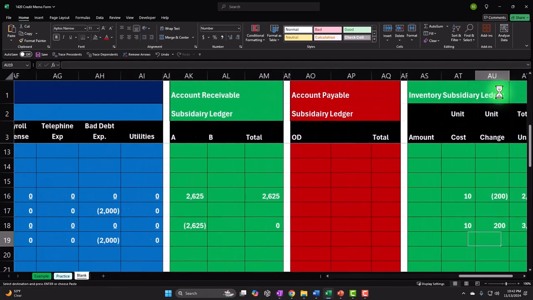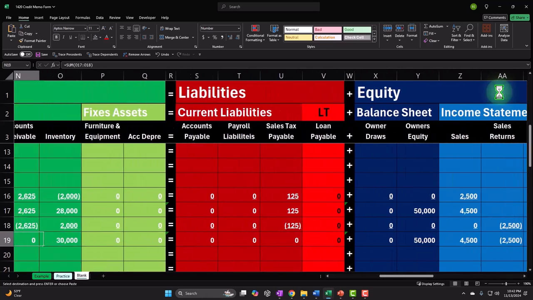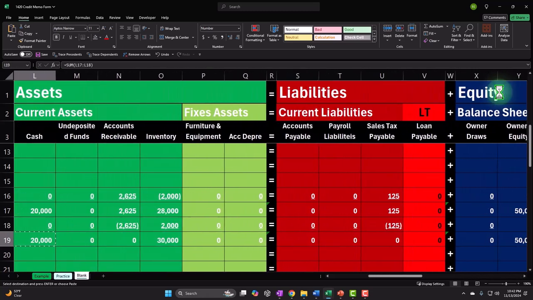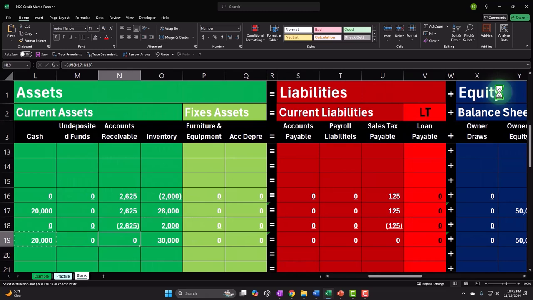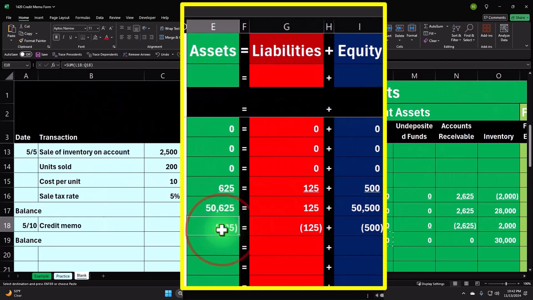So the accounts receivable is back down to zero. Subledger here's at 30,000. That subledger should match the 30,000 here. Accounts receivable is down to zero, matching the subledger. Now let's see if we're in balance with the total. Copy this down.